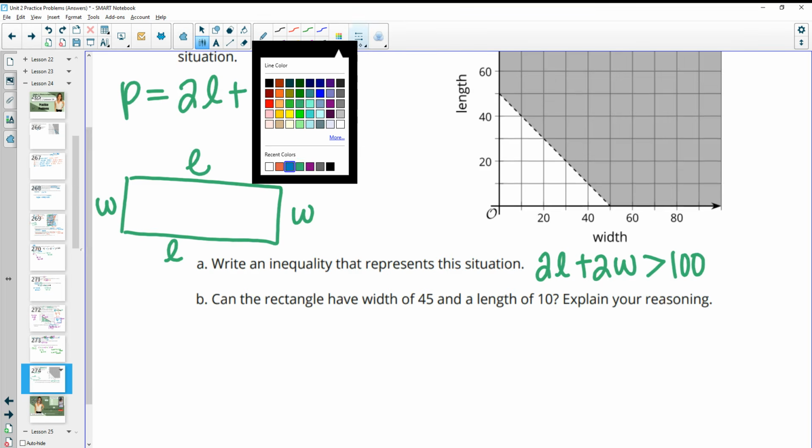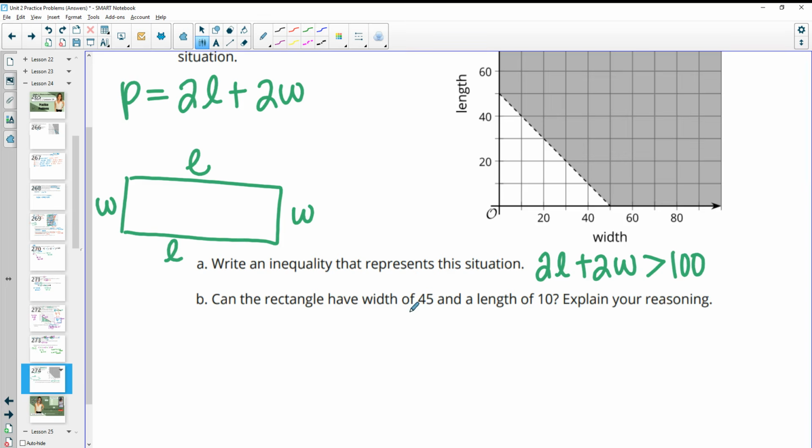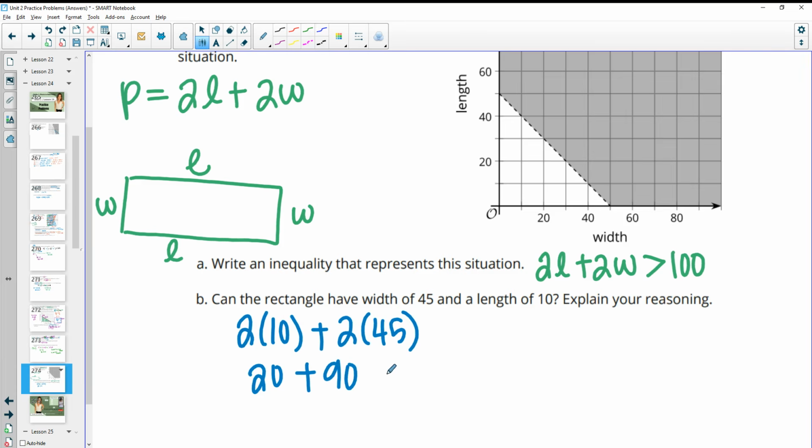So then it says, can a rectangle have a width of 45 and a length of 10? So 2 times 10 plus 2 times 45. So that's going to be 20 plus 90. And is that greater than 100? And it is. So 110 is greater than 100. So that is some dimensions that can work.